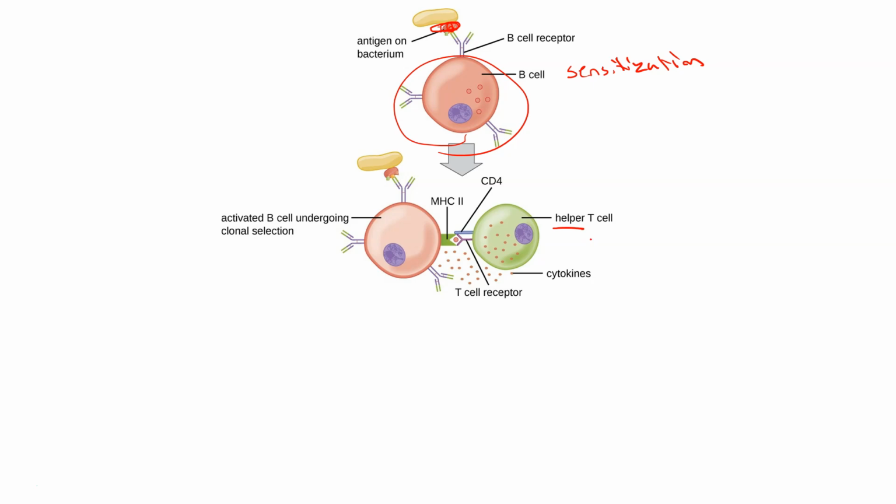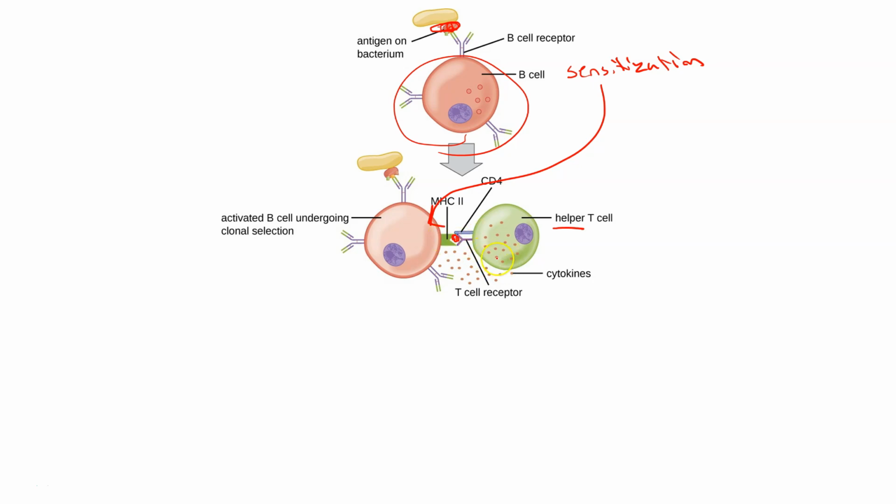So, or sorry, let me back up. Because the B cell has come in contact with the antigen, it will present that on MHC class 2. Remember that B cells are phagocytic, and so they can actually take in and phagocytize a pathogen and present that on MHC class 2. That's what would be the case after sensitization.